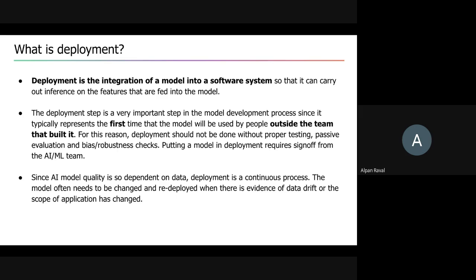The difference between inference and deployment is that inference is just a model acting on some test data and producing an output, whereas in deployment the model is integrated into a software system. The software system could be a cloud-based system or an app, and the distinguishing feature of a deployment is that it typically represents the first time that the model will be used by people outside the team that built it. So deployment represents a major milestone in the AI development process, and for this reason deployment should not be done without proper testing and checks.